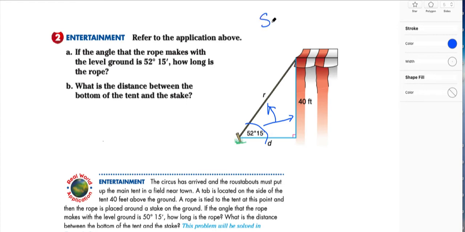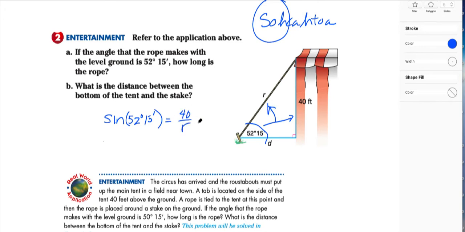So if we go back to our SOHCAHTOA business, we know that we should probably use the sine, right? Because opposite over hypotenuse is the sine. So the sine of 52 degrees and 15 minutes, yes, I'm going to change the 15 minutes, should be equal to 40 over R. Now here's the thing, I want to solve for R. First I'm going to get rid of this 52 degrees and 15 minutes. You guys remember how to do it?